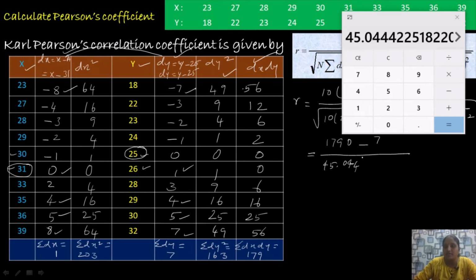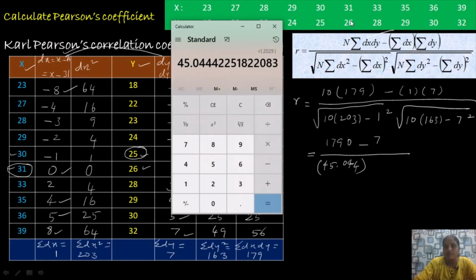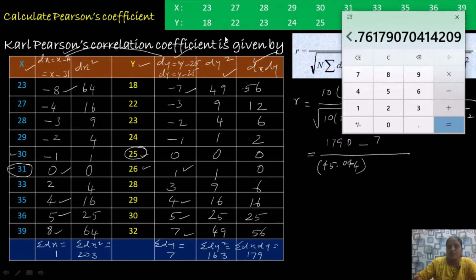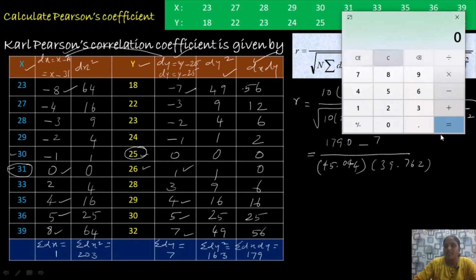Then next, for y, 10 multiplied by 163 minus 7 square, which is 49, you get 1581. If you take the square root of this value, you get 39.762. So 39.762, and multiply these two values.